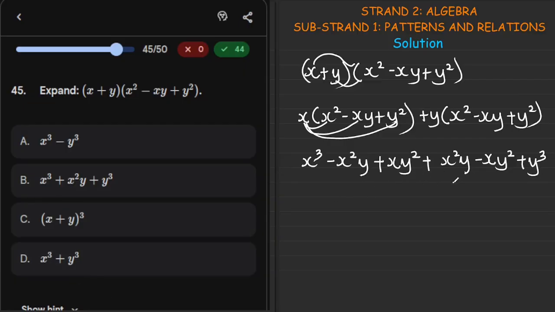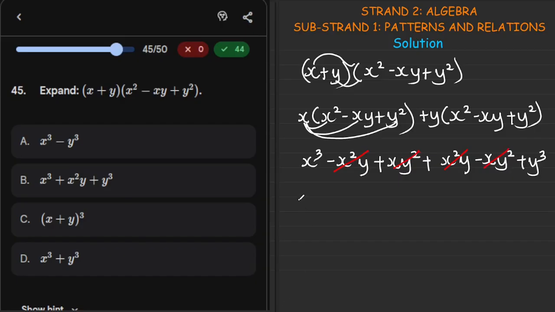looking at it, we can simply cancel out some of the things that are the same but with opposite polarity. What do I mean by that? We have negative x squared y, and then there's a positive x squared y over here. So they cancel out each other. For the same reason, we have xy squared, then negative xy squared. So they also take out each other.